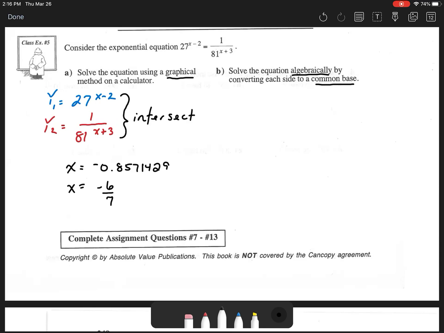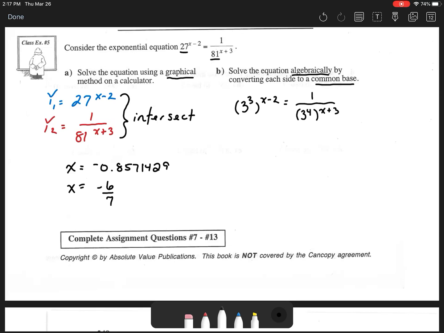Now in B, I want to convert to common bases. So I'm focused on the bases right now of 27 and 81. The common base is going to be 3. So 27 is 3 cubed. So there's 27, still to the exponent of x minus 2. On the right-hand side, I have 1 all over, and in the denominator, 81. That's 3 to the exponent of 4. So there's the 81 to the exponent of x plus 3.